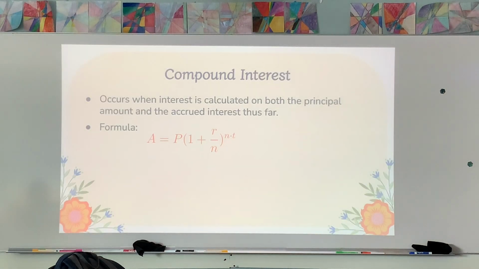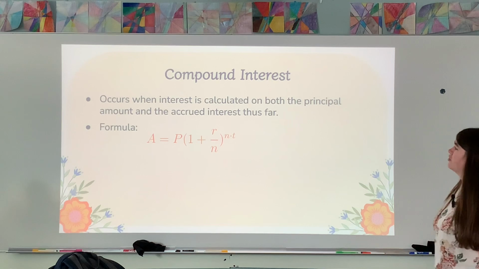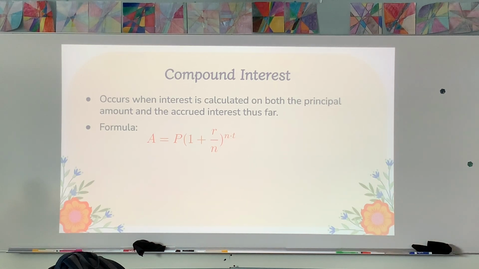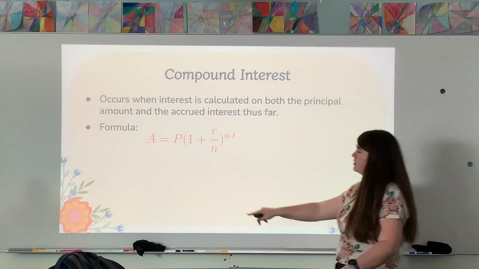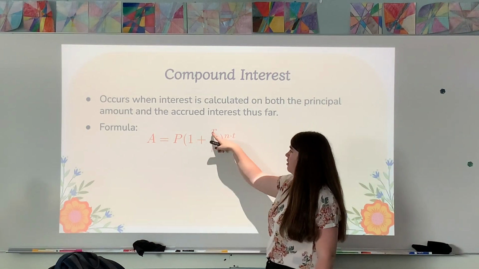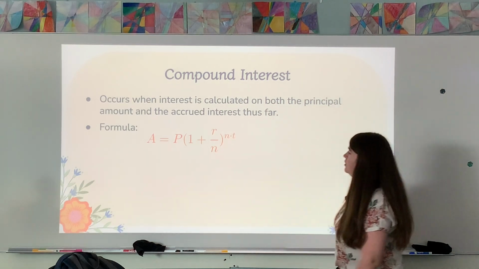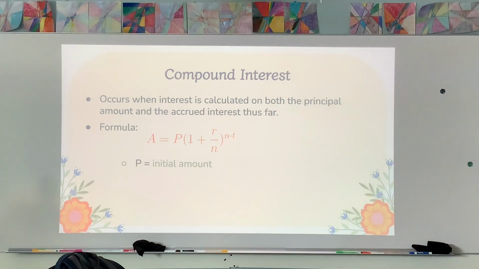All right, compound interest occurs when interest is calculated on both the principal amount and the accrued interest thus far. The formula: A is equal to P times 1 plus r divided by n to the power of n times t, where P is the initial amount, R is the decay rate as a decimal.